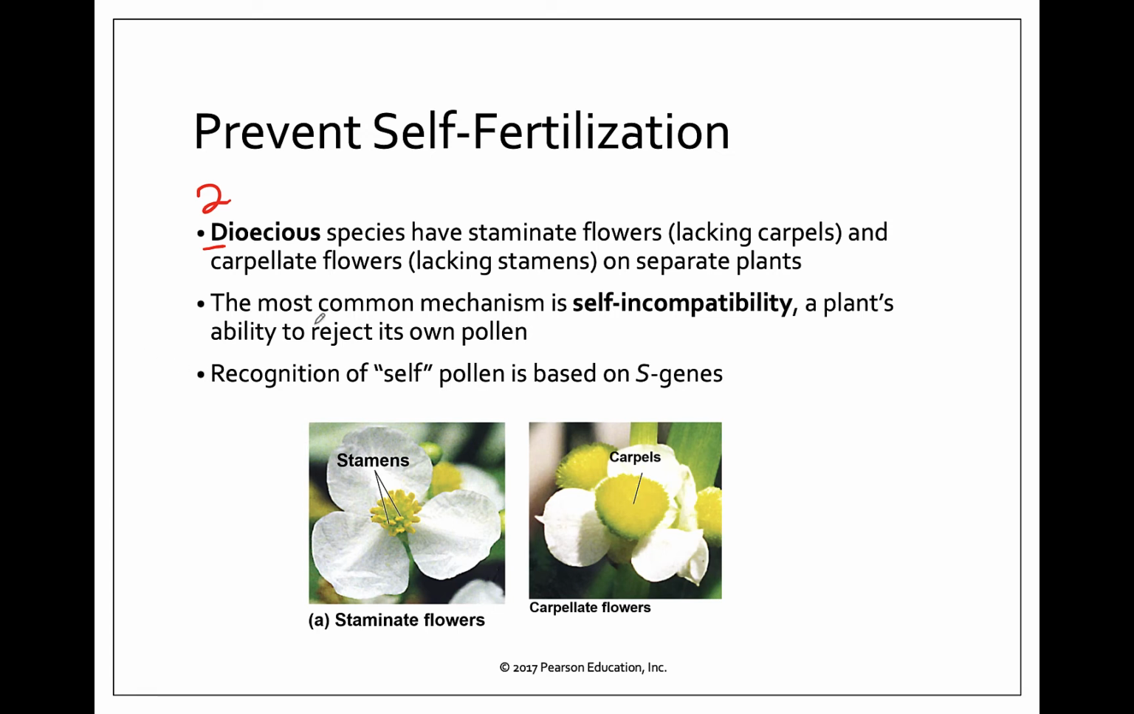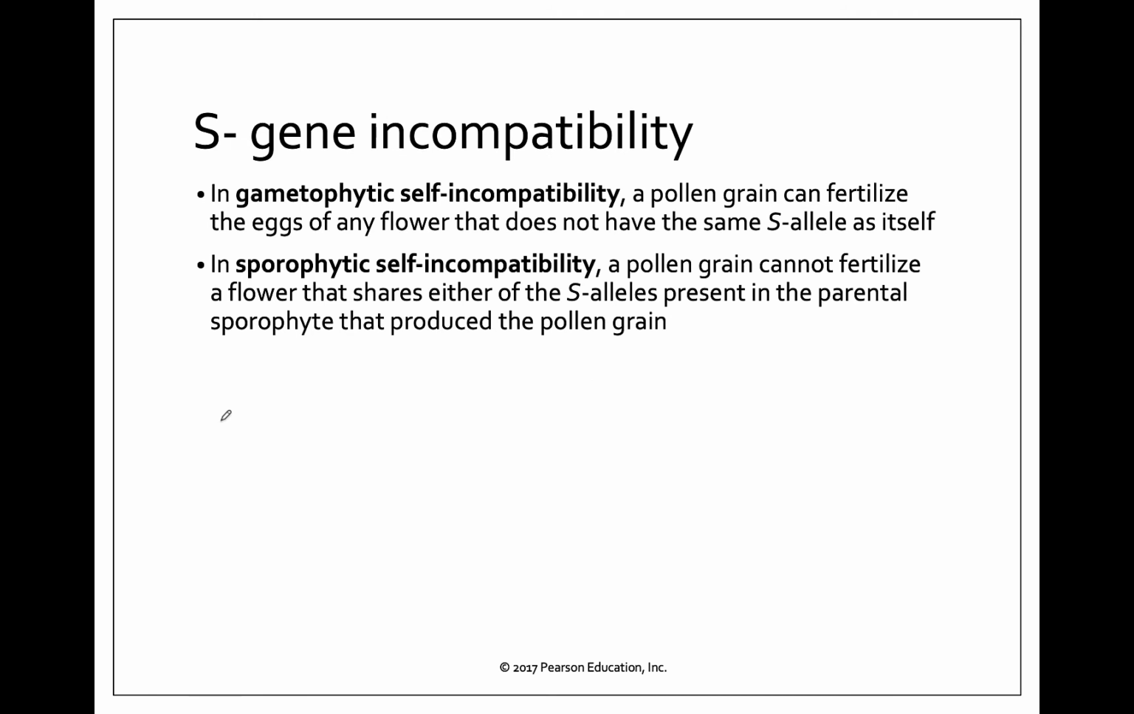The most common method is called self-incompatibility, and this is based on its genotypes using something called the S genes. This allows the plant to recognize if a pollen has the same genes as itself, and if it does, it will reject the pollination and fertilization from that pollen. It won't form a pollen tube, it won't fertilize, because it's too similar to itself. There are two methods of S gene incompatibility, and I'll talk you through an example of each of these.